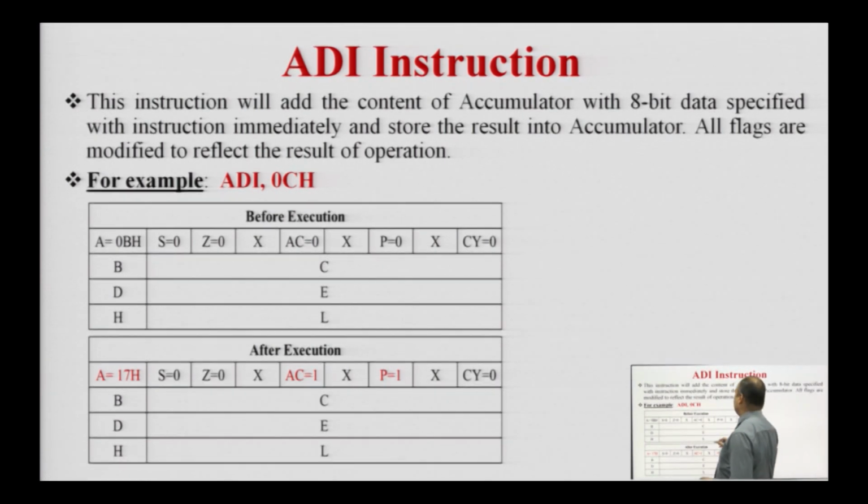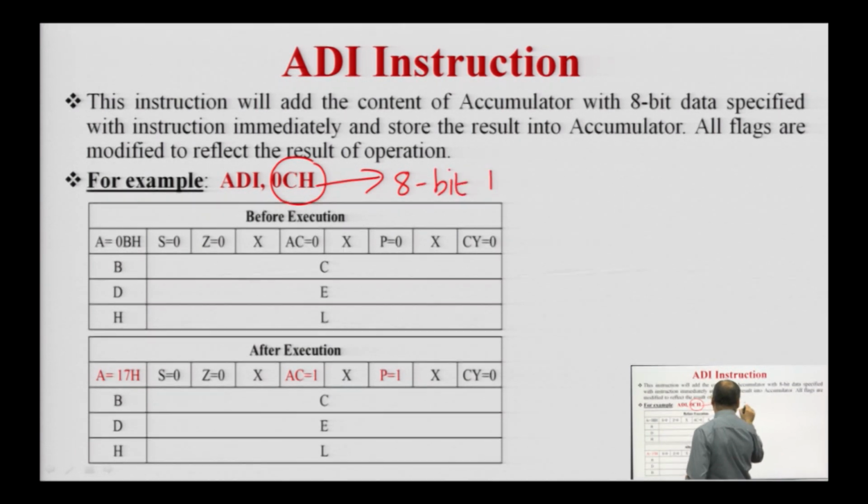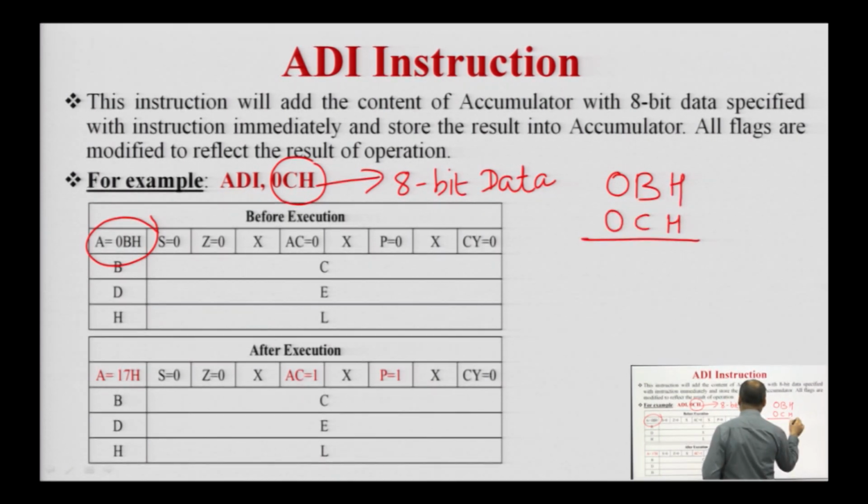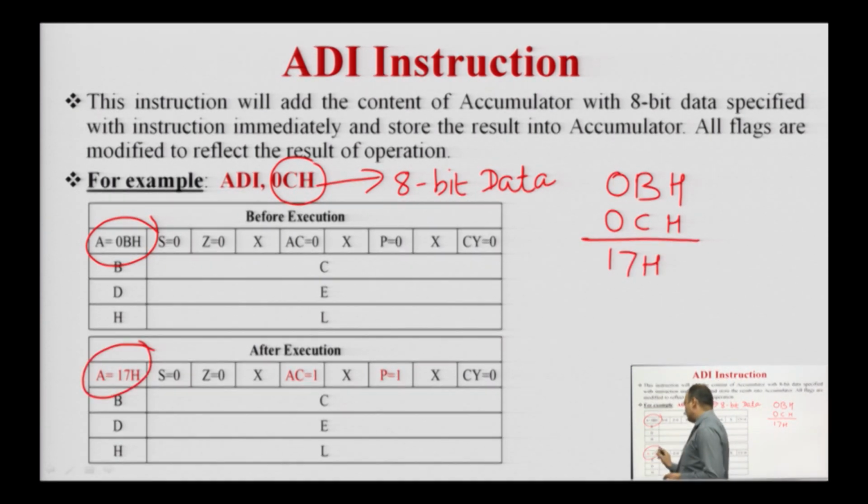For example, the instruction is ADI 0CH. So, 0CH is nothing but the 8-bit data which is specified with the instruction. This instruction will add the content of the accumulator, which is 0BH before the execution, and the 8-bit data, that is 0CH, immediately and store the result into the accumulator. If we add 0BH and 0CH, the result is 17H and this is stored into the accumulator. So, after the execution of this instruction, the content of the accumulator becomes 17H.